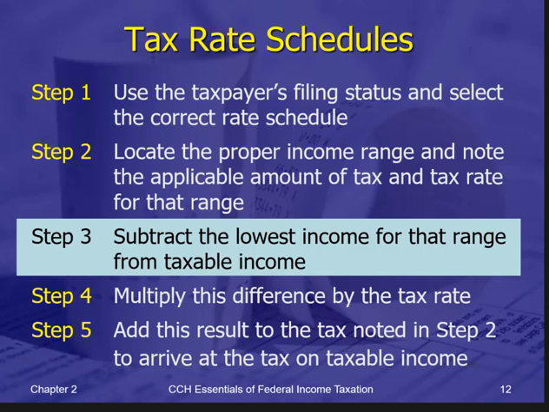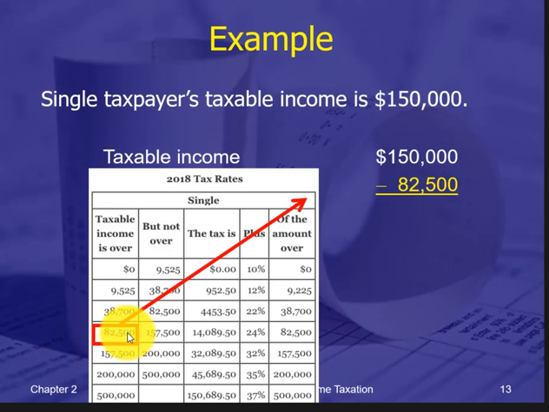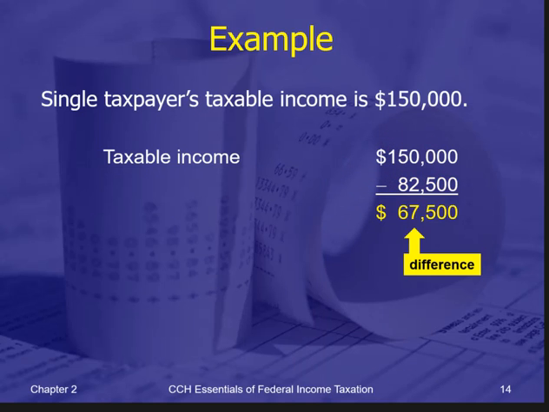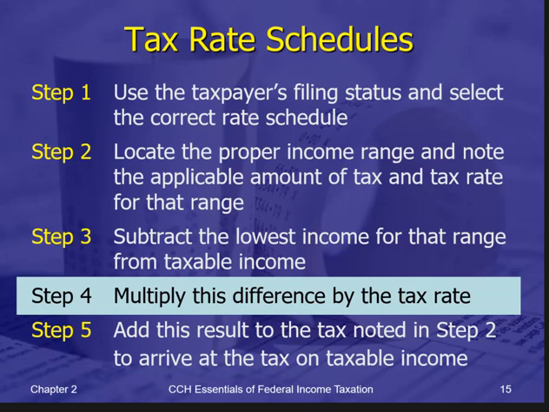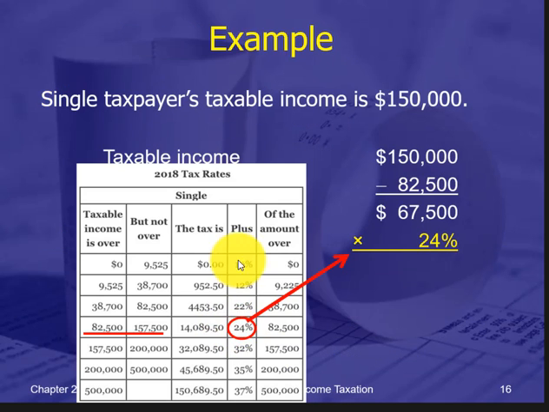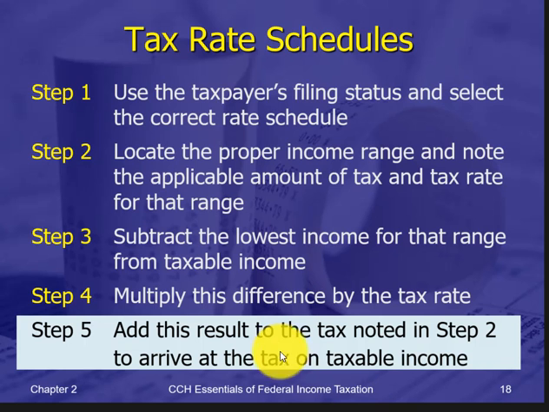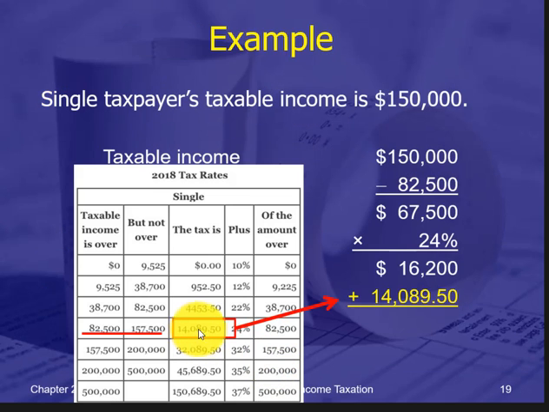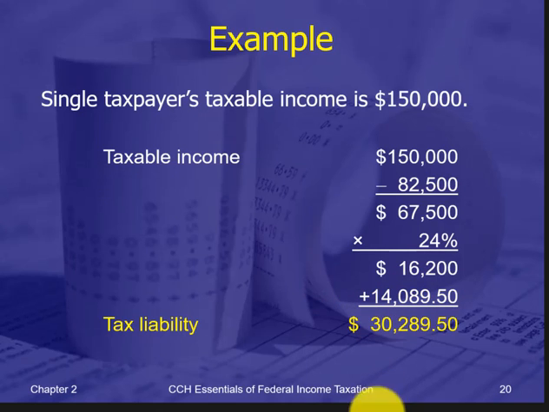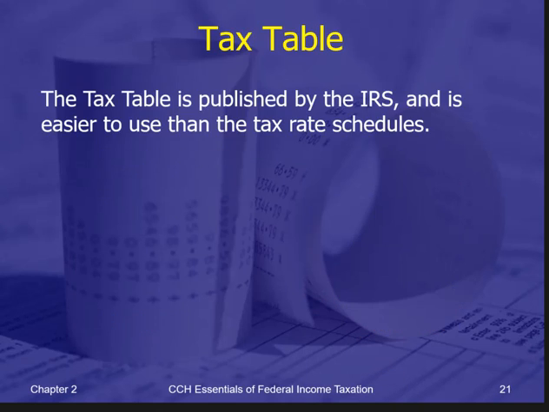So you then subtract the lowest income from that range. Take the $82,500 from the $150,000. Take the difference. Multiply that by the tax rate as indicated over here in the other column. All right, that's 16.2. Add in what you got off to the side here, the tax is. Add the $1,489.50, and you get your total tax liability. That's how you use a tax rate schedule.